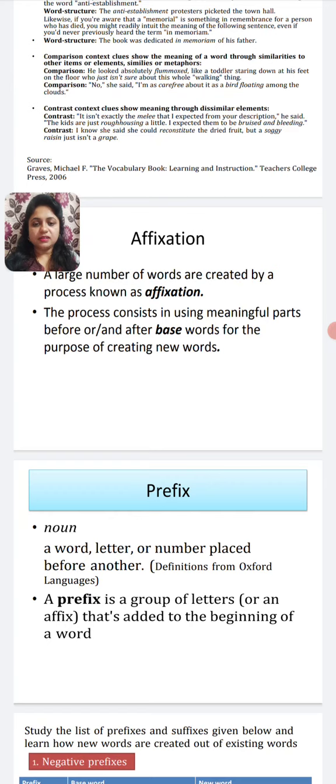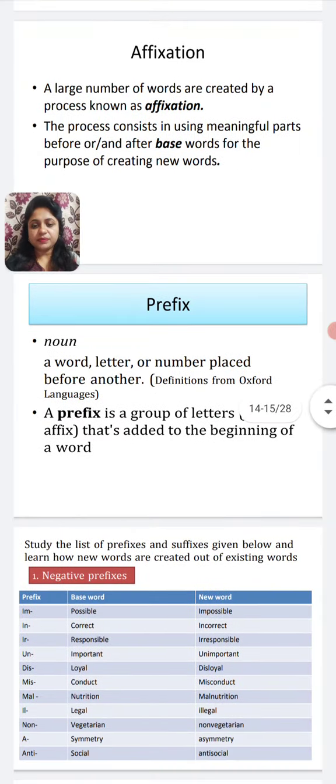Affixation is a most important part of every vocabulary. Affixation refers to the fixing or adding of certain letters in the beginning or at the end of the word. It changes the meaning and category of the word also. A large number of words are created by the process known as affixation. The process consists in using meaningful parts before or after base words for the purpose of creation of new words. So, what do you mean by prefix?